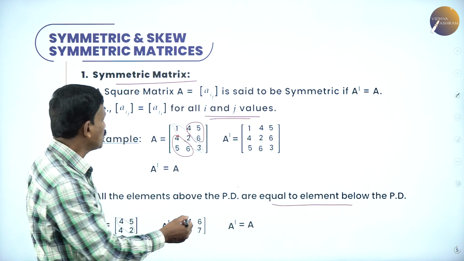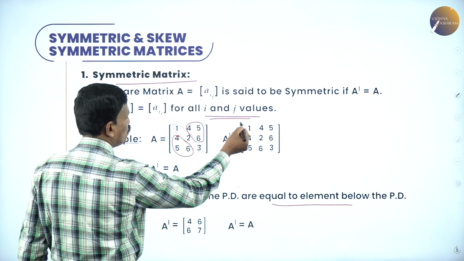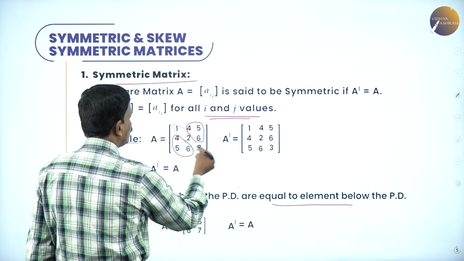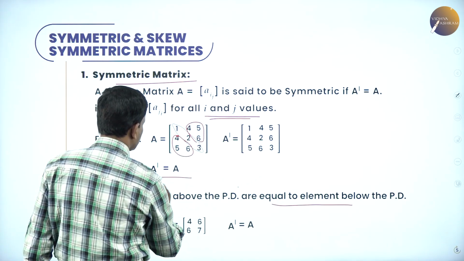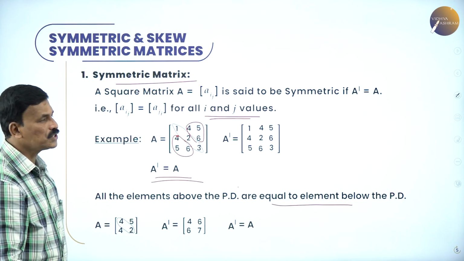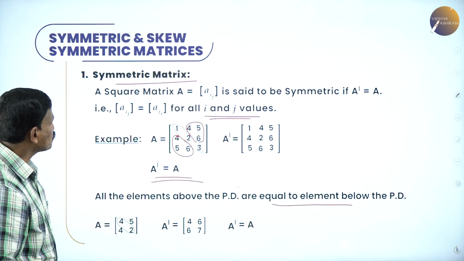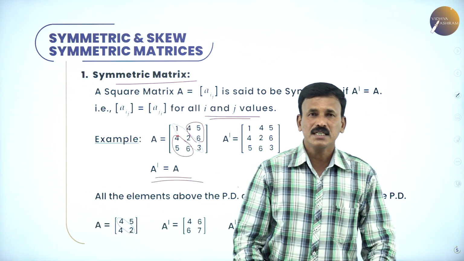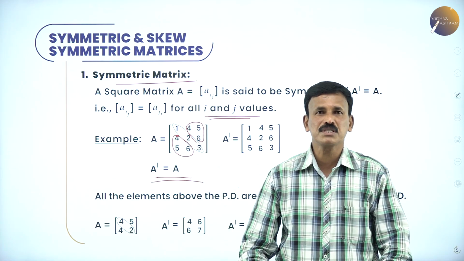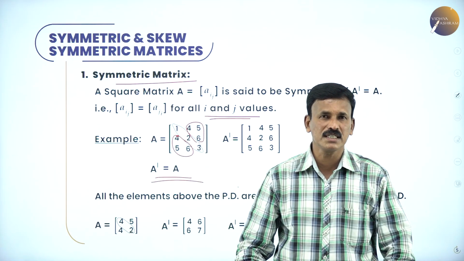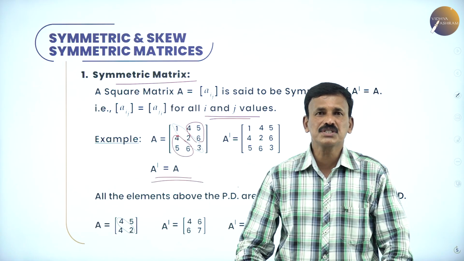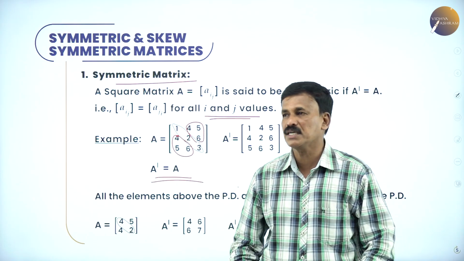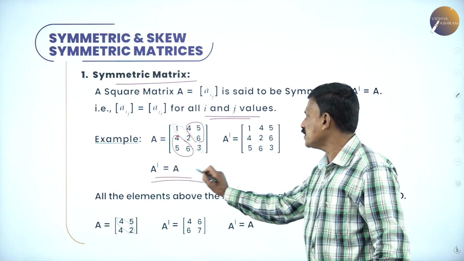If I transpose this matrix, first row becomes first column, second row becomes second column, third row becomes third column. So 1, 4, 5, 4, 2, 6, 5, 6, 7. A dash is equal to A. So the transpose will remain the same. Such a matrix is called a symmetric matrix. That means a square matrix in which all the elements above the principal diagonal are equal to the elements below the principal diagonal, that is, A dash is equal to A. If you transpose, you will get the same matrix. Such a matrix is called a symmetric matrix. A dash is equal to A in the case of a symmetric matrix.